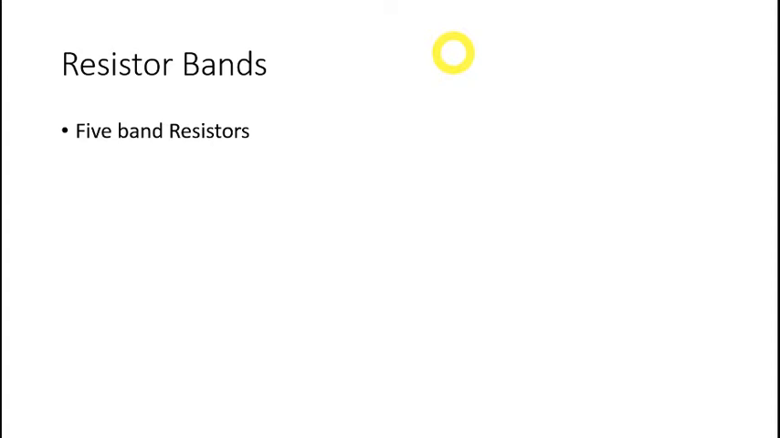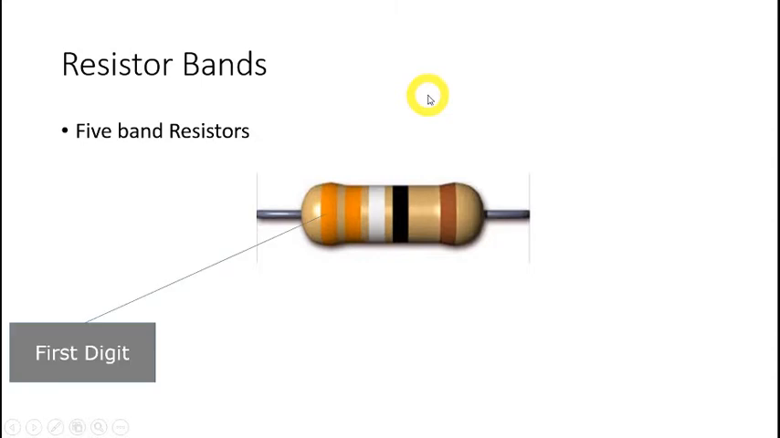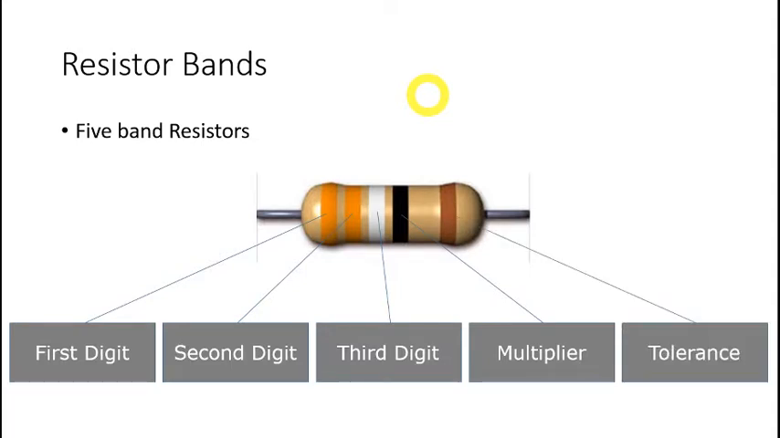Okay, let's look at a 5-band resistor. In this case we have 5 bands, and again the bands are closer together on this side than they are on that side. So we know that this is going to be our left side, and we're going to be reading from left to right in this case. So our first digit, second digit, and third digit now will be significant numbers, and then our fourth band will be the multiplier, and then we're going to have a tolerance band.